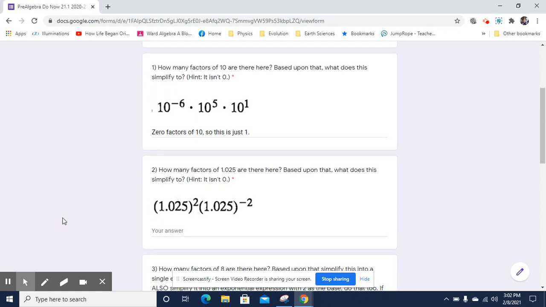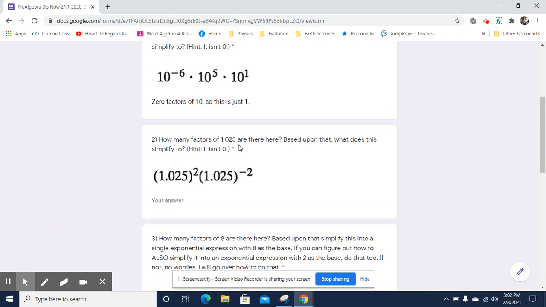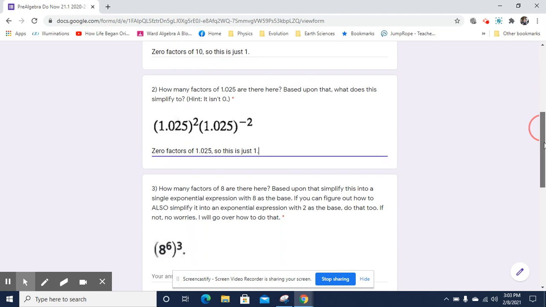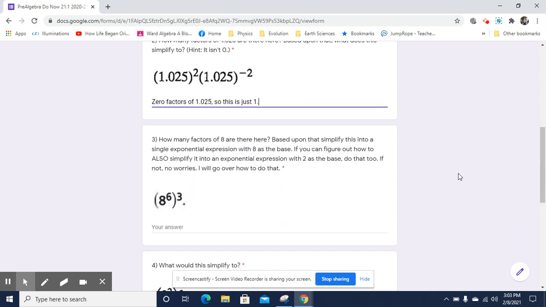Okay, now let's consider the next one. How many factors of 1.025 are there? And based upon that, what does this simplify to? So I've got 2 factors here and negative 2 factors here. I put that together, I have 0 factors again. 0 factors of 1.025, so this is just 1, because anything where there's 0 factors is 1, because 1 is always a factor. Basically it's saying anything to the 0 power other than 0 is 1.